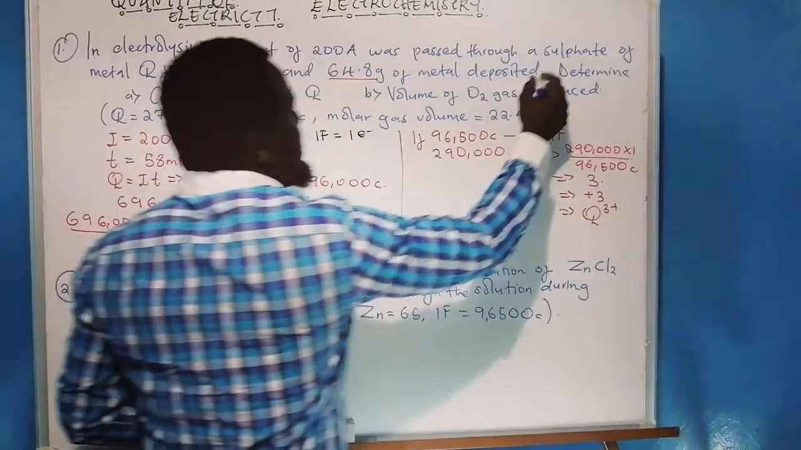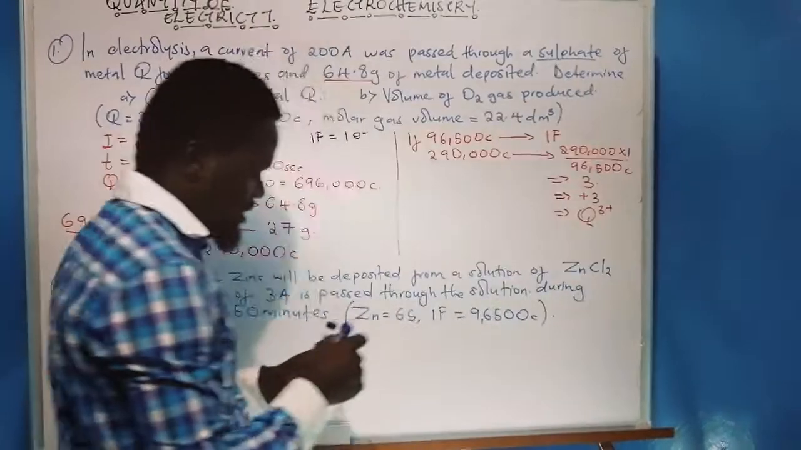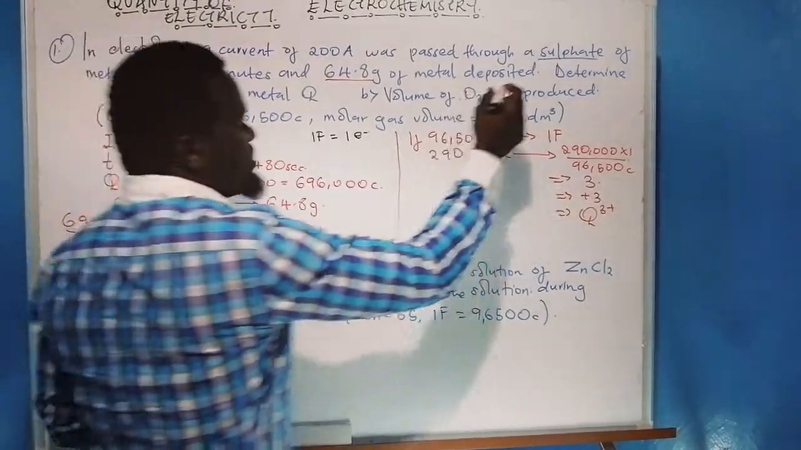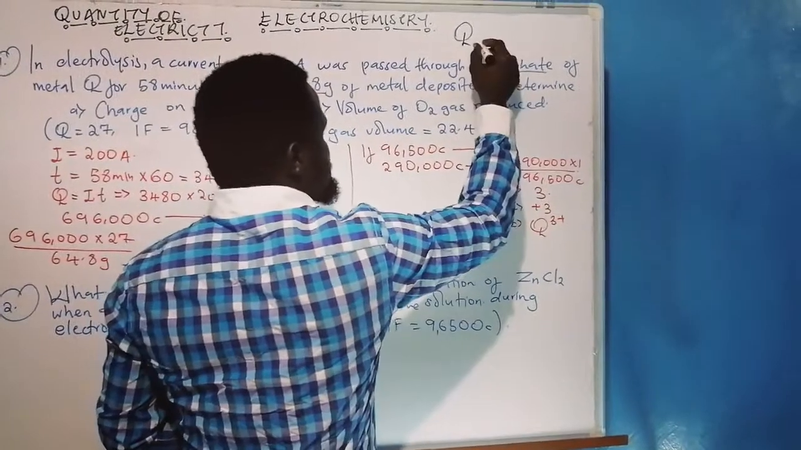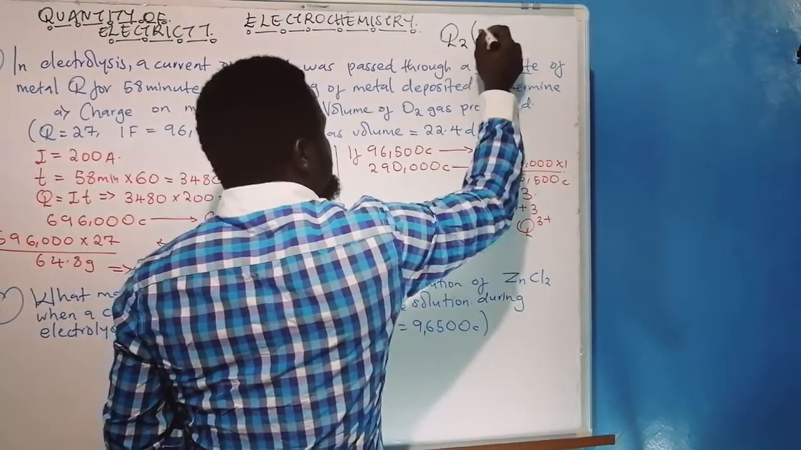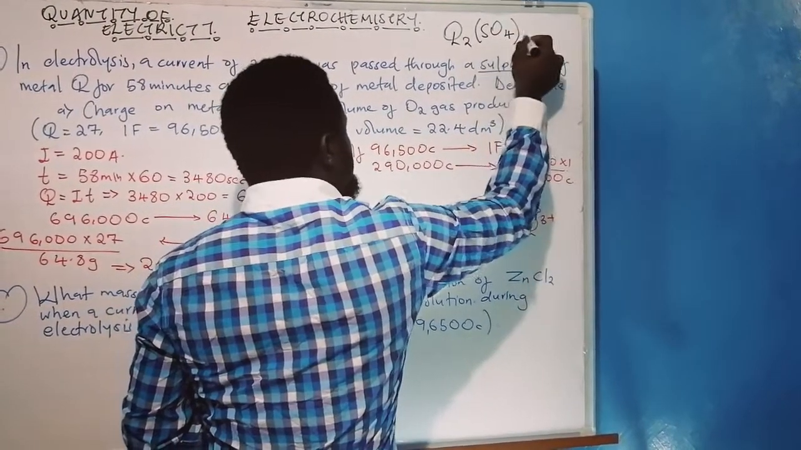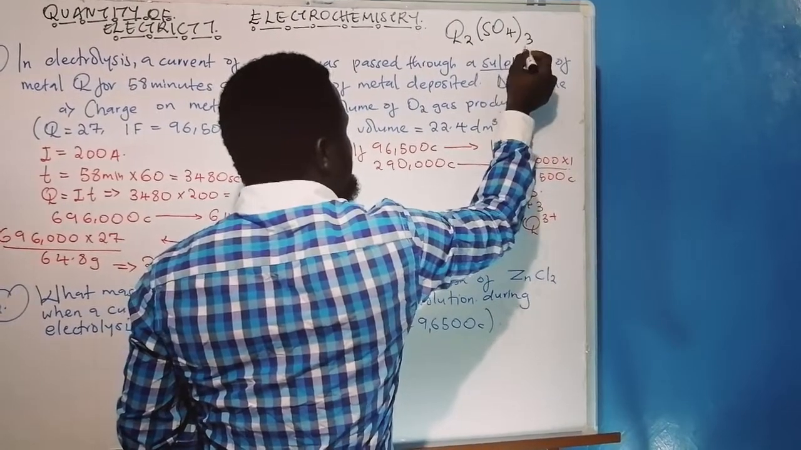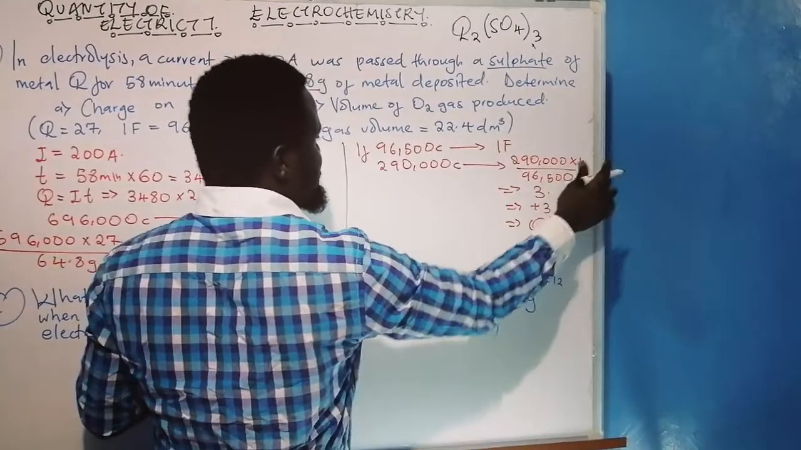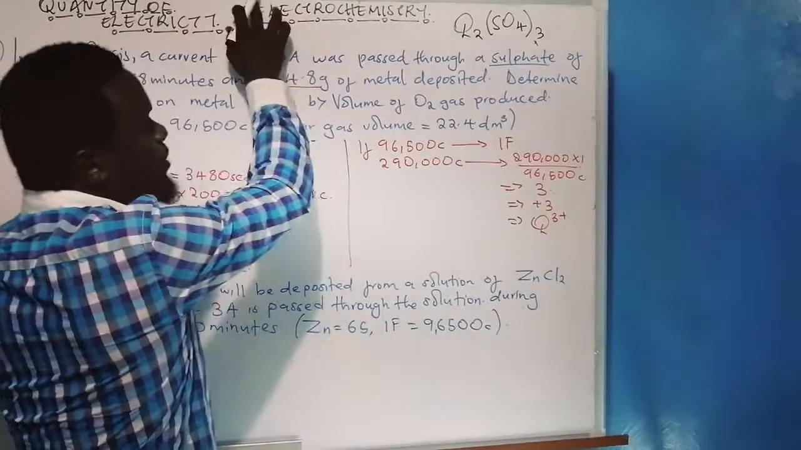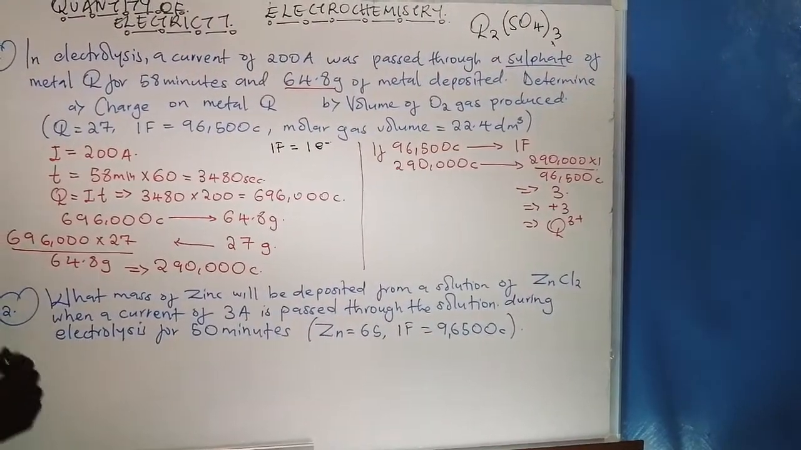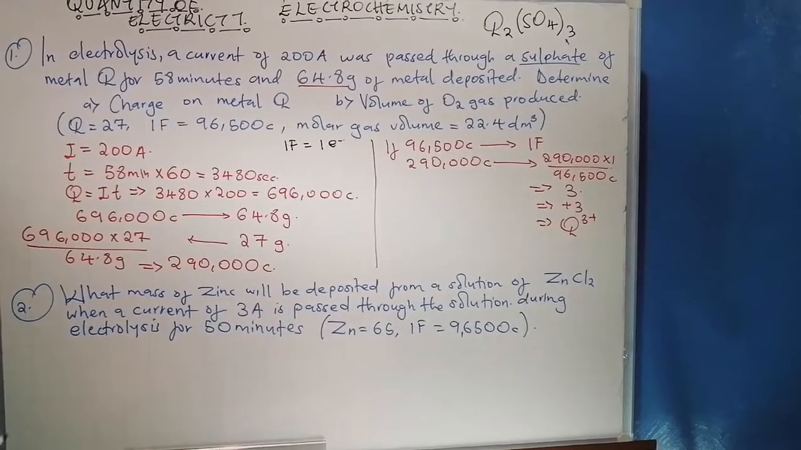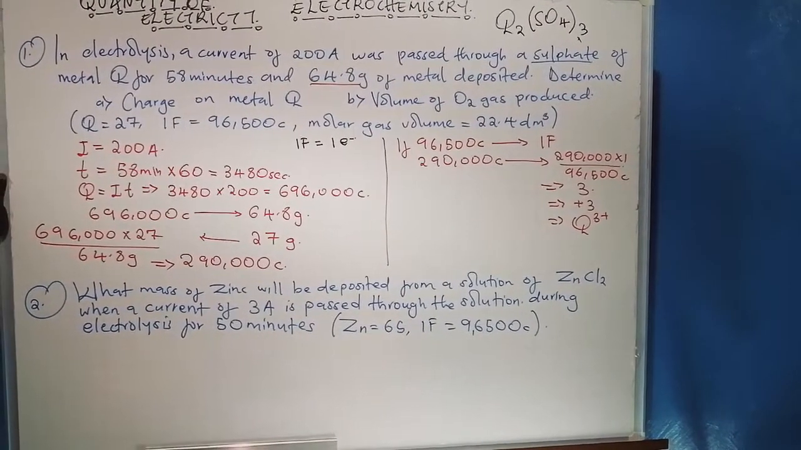Whenever I'm having a sulfate of Q, it therefore means that the formula of the sulfate will be Q2(SO4)3, where 3 is this one when they exchange their valencies. So 3 is the valency of Q and 2 is for sulfate. I hope that one is very clear.